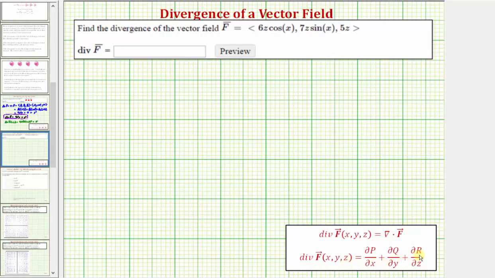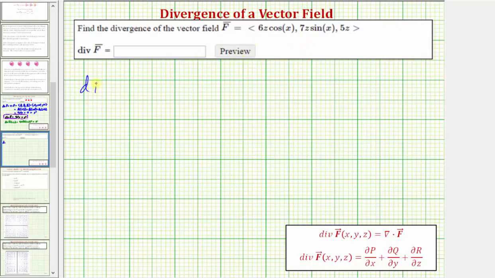So it's important to recognize that the divergence of a vector field is a scalar function. Remember when we found the curl of a vector field, that gave us another vector field. Let's find the divergence of the given vector field, then we'll talk about what it means and also show it graphically. Let's write this as a dot product.